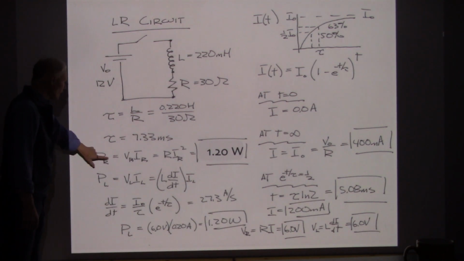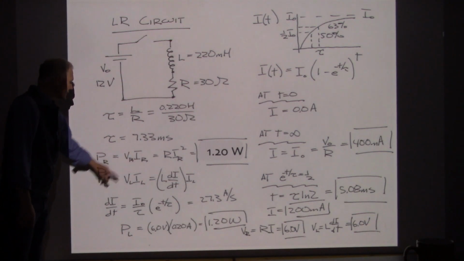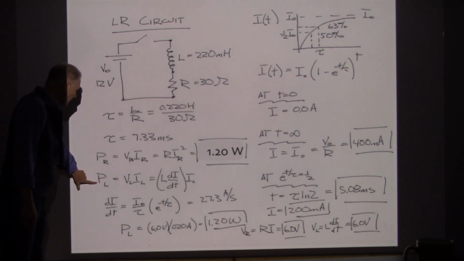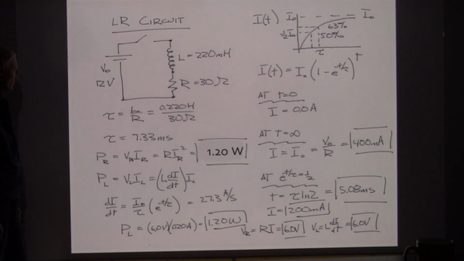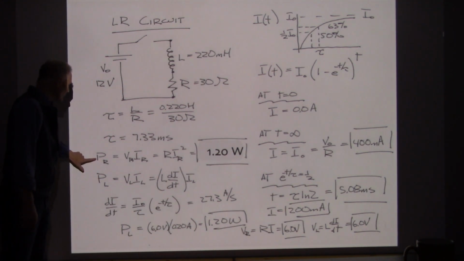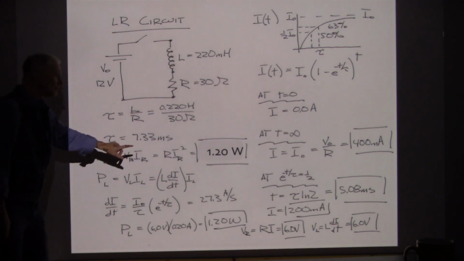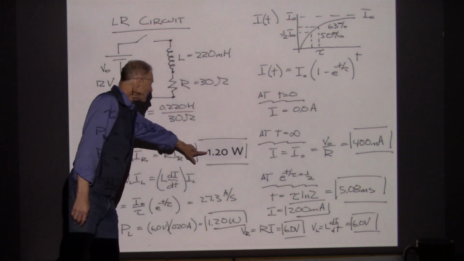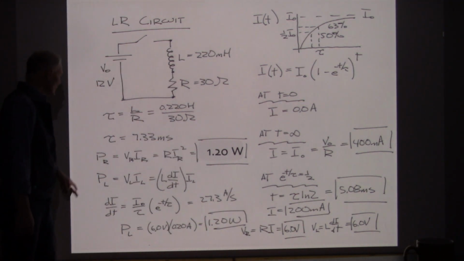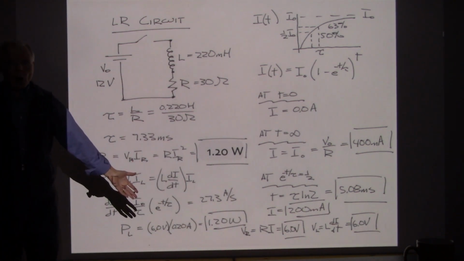As far as power, I can take the voltage and multiply by the current at that instant. I can do that for the inductor, and I can do that for the resistor. So VR times IR: 6 volts times the 0.2 amps gives me 1.2 watts. If I do the same calculation with the inductor, I'm going to get 1.2 watts.